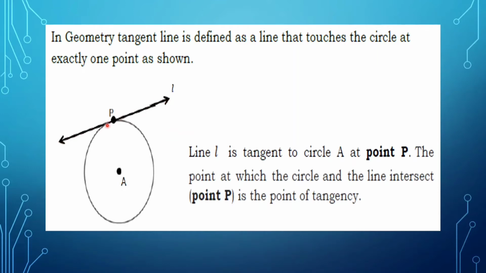Okay, so we have there the line L. The line L is a tangent to a circle A at point P. The point at which the circle and the line intersect, point P, is a point of tangency. So that is how we illustrate the point of tangency on the circle. Okay, so let's proceed to the next.